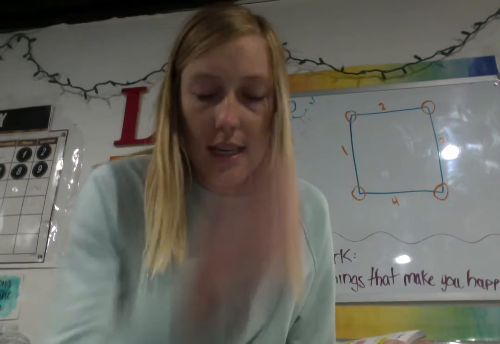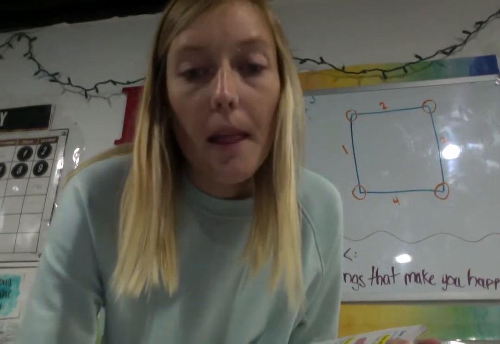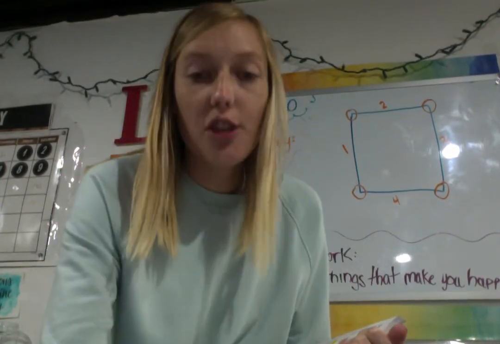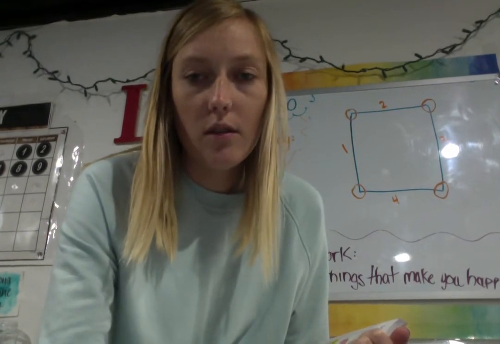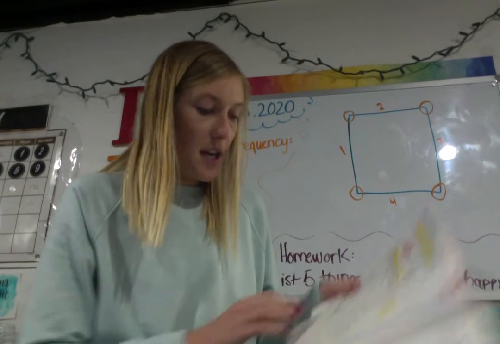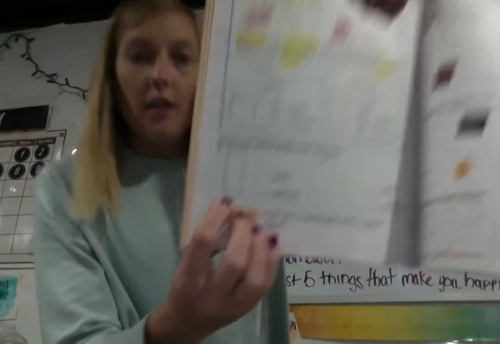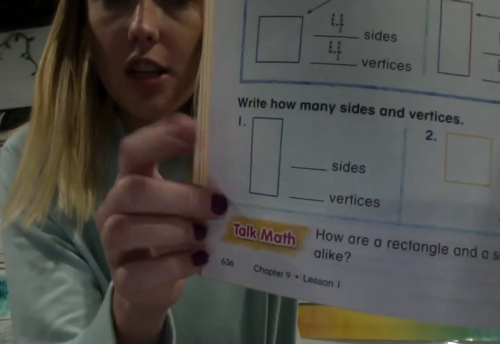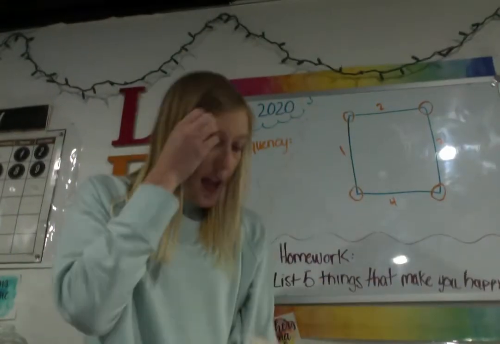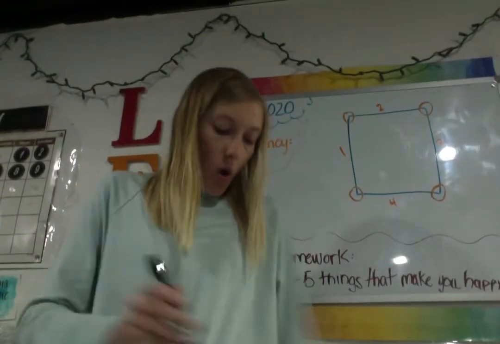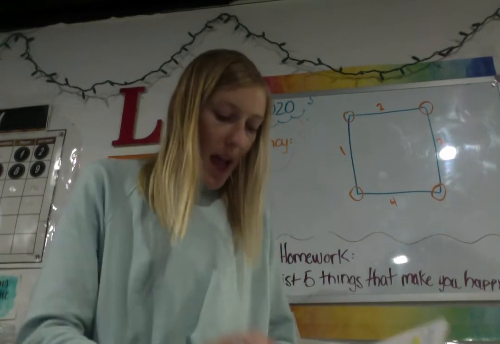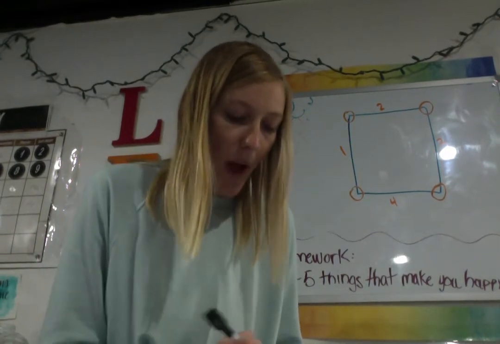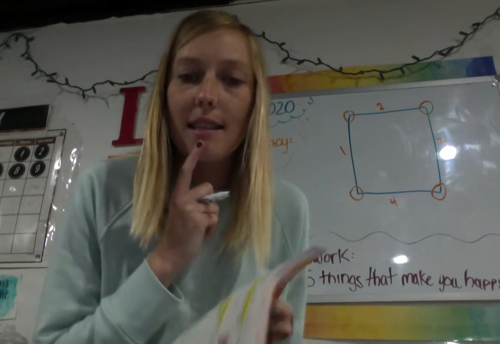What's your question, Wasi? Which page are we on? We are on page 636. Okay, so let's look at number 1 on the bottom of page 636. Who can raise their hand and tell me how many sides? That shape is a rectangle. How many sides does that rectangle have?